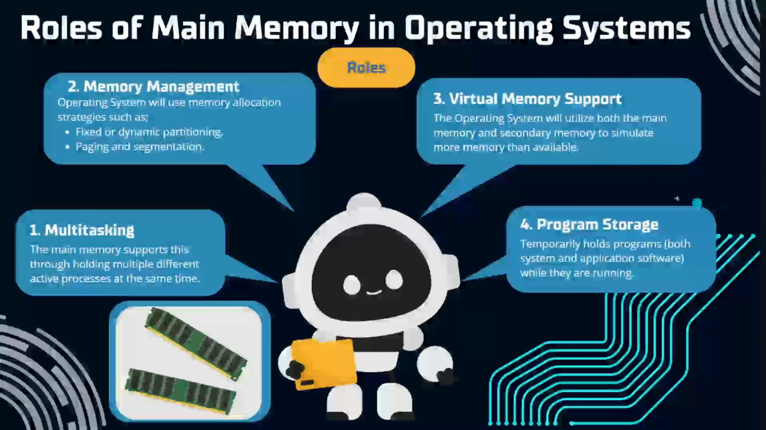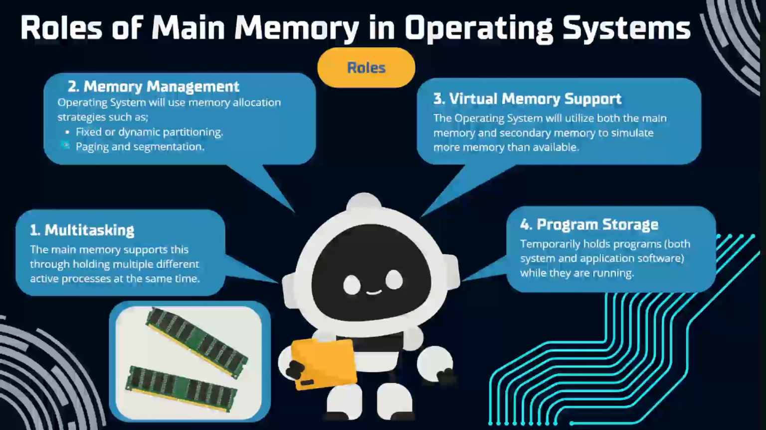There are several key roles of main memory in operating systems. Firstly, multitasking. The main memory supports this by holding multiple different active processes at the same time. The second, we have memory management. The operating system will use memory allocation strategies such as fixed or dynamic partitioning, and paging and segmentation.